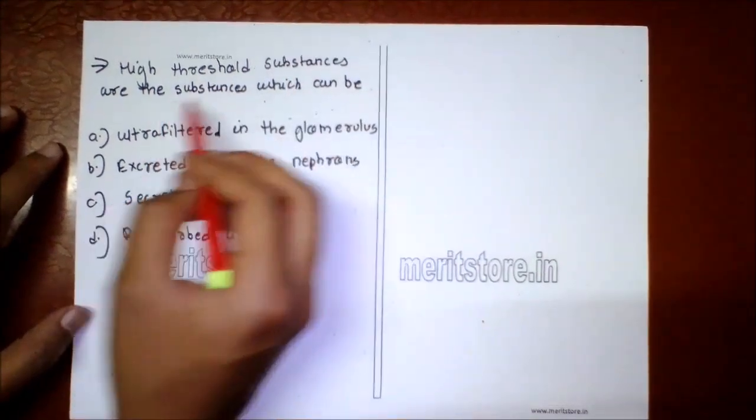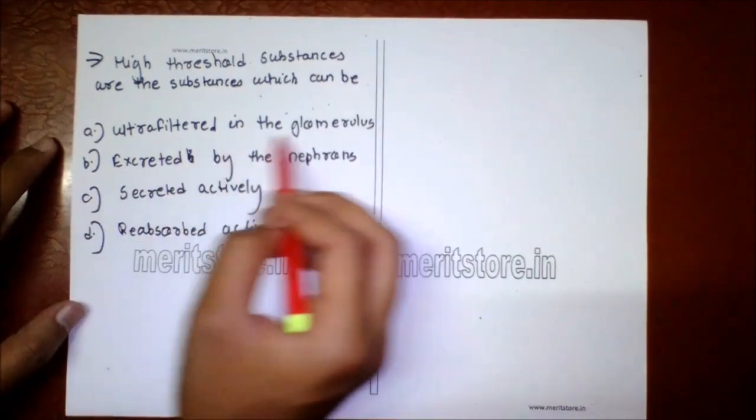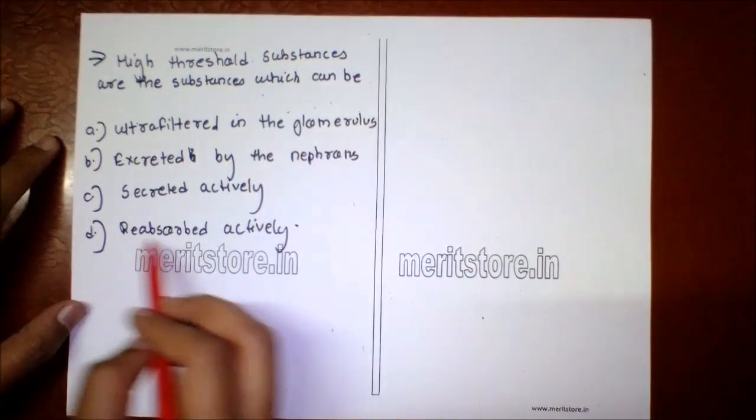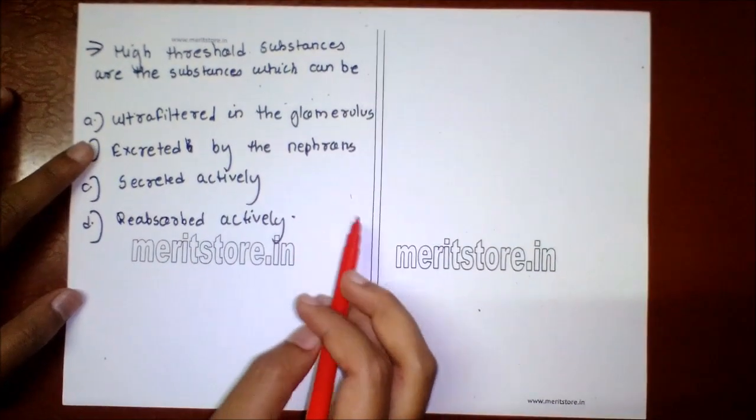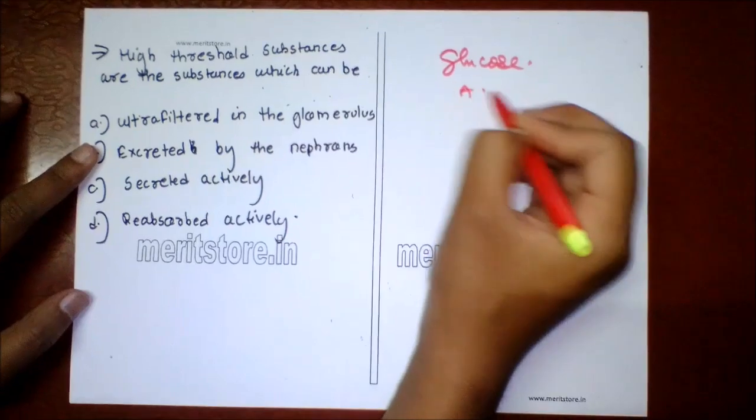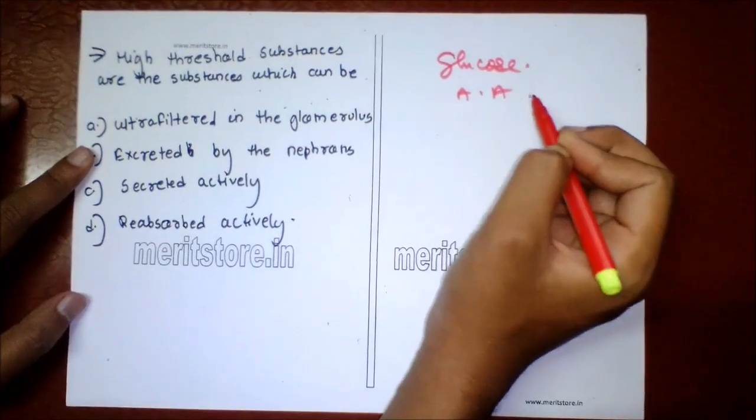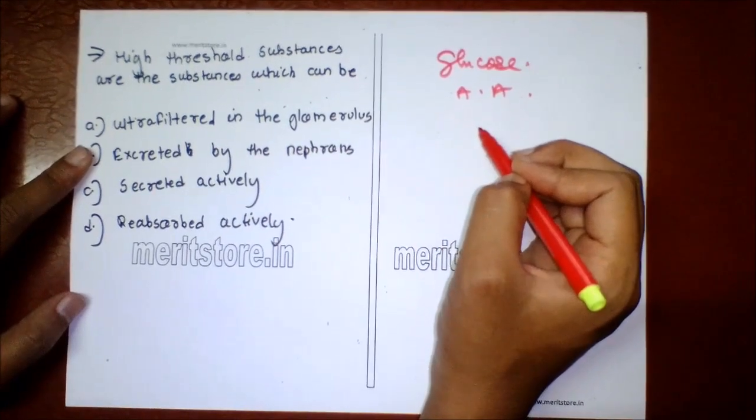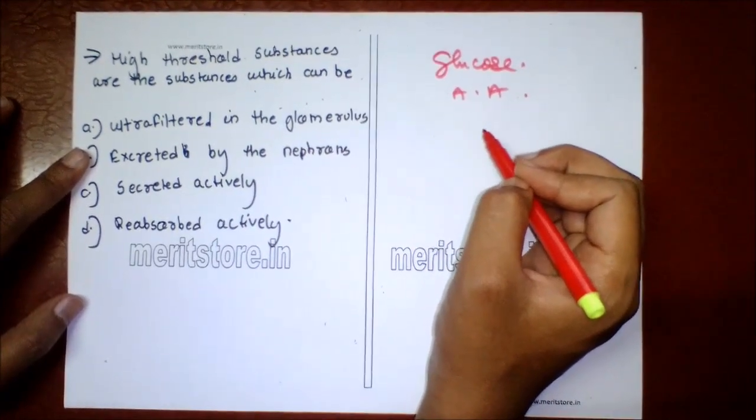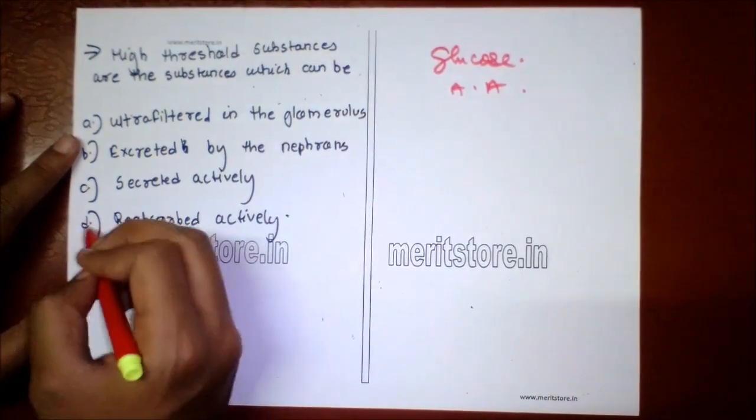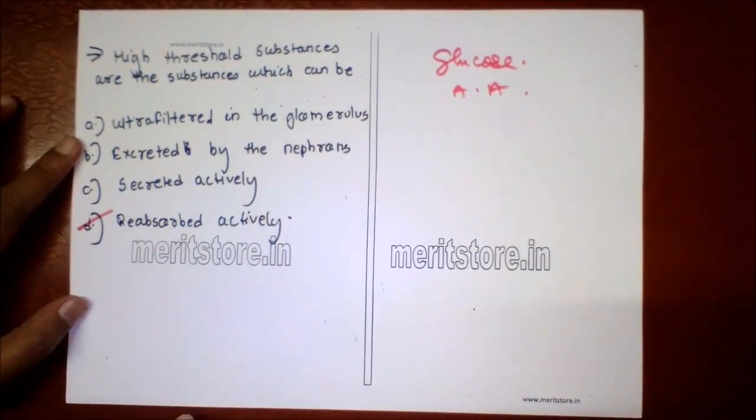High threshold substances are the substances which can be: A. ultrafiltered in the glomerulus, B. excreted by the nephron, C. secreted actively, D. reabsorbed actively. Some substances such as glucose and amino acids are reabsorbed actively into the blood by active transport and therefore they do not appear in the urine. These substances are called high threshold substances. So option D is the correct answer.